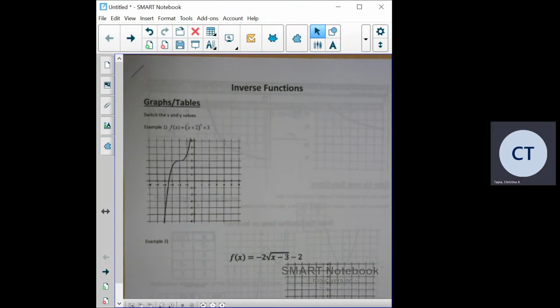So in our notes today, we're going to review inverse functions from Algebra 2. You have seen these before. So if you're like, Ms. Tapia, you're lying, you've never seen this. Yeah, no, you have. You have seen this before.